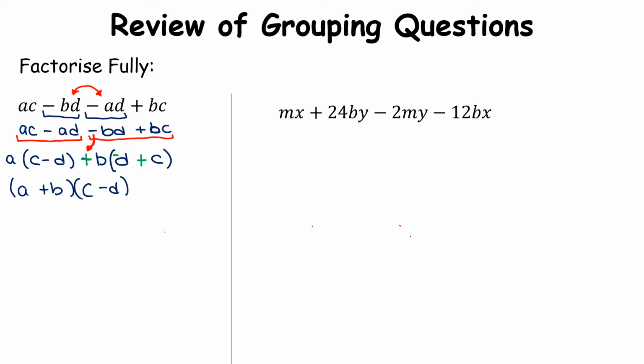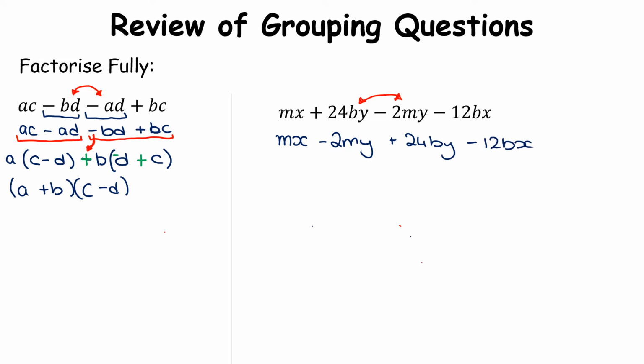Let's do the next example. So again, there's nothing common. So I'm going to do a little bit of a switch. I'm going to switch again these two terms, and that gives us mx minus 2my plus 24by minus 12bx.